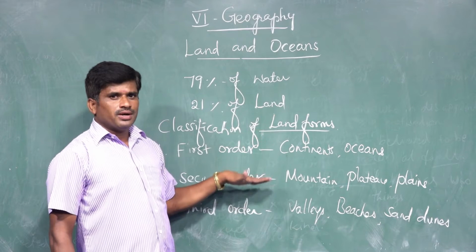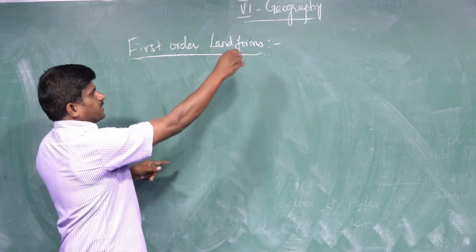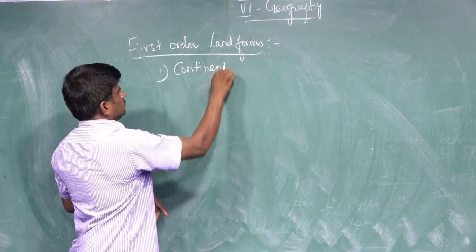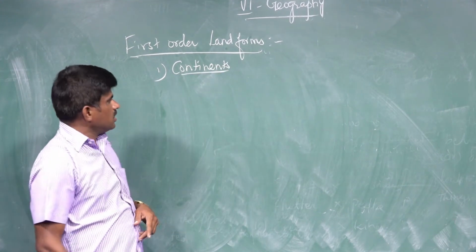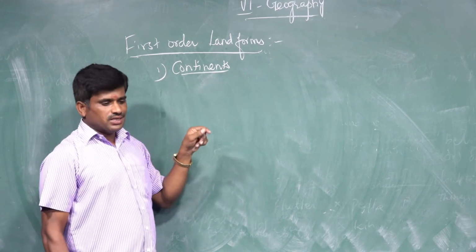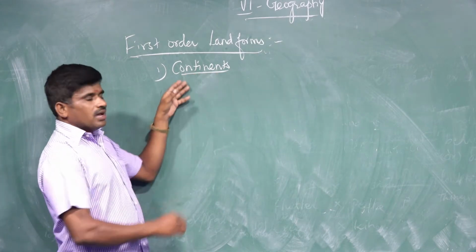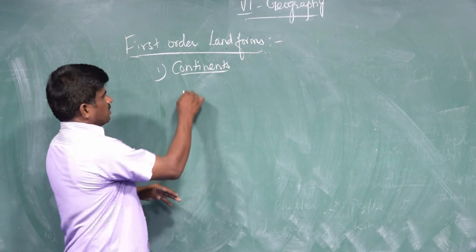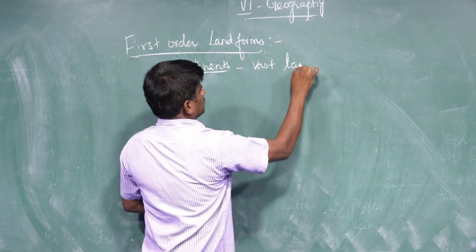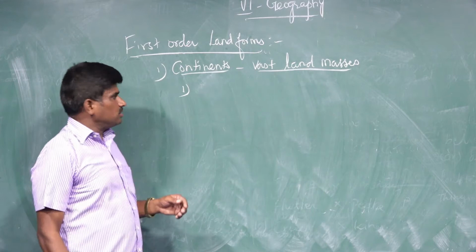Let's see one by one in detail. First we go to first order landforms. The first one is continents. The vast land masses on Earth are called continents.